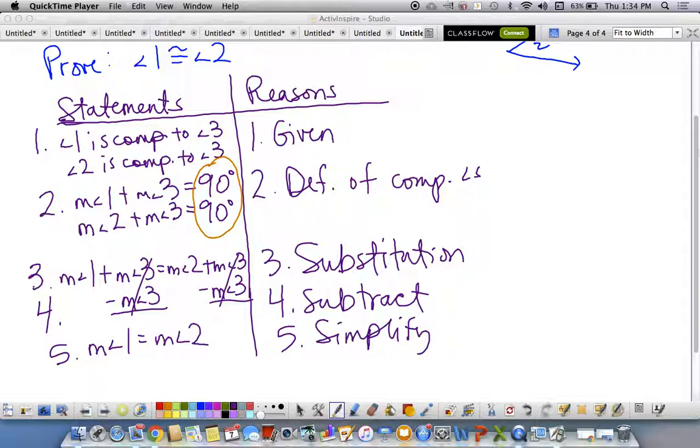Oh, but what's different between them? The little m's and the equal sign up there. I want congruent. What do you know about equal angles? Angles that have the same measure. If they have the same measure, they have to be congruent. Why do we know that? Definition of congruent angles.